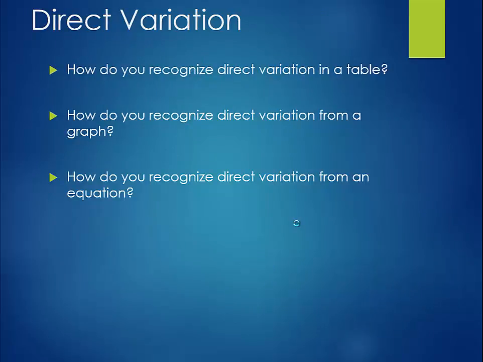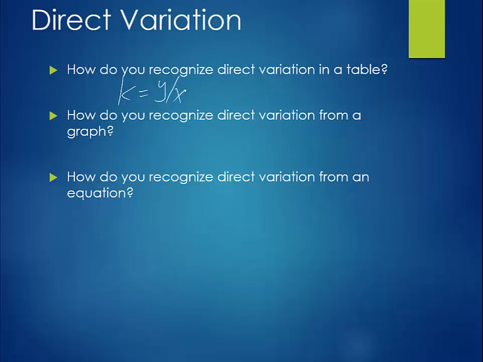So, three questions to ask before we go. How do you recognize direct variation in a table? Well, in order to recognize direct variation in a table, we need to decide what k equals. And k is going to equal y divided by x. So if all the y's divided by all the x's equal the same value, then we have direct variation.